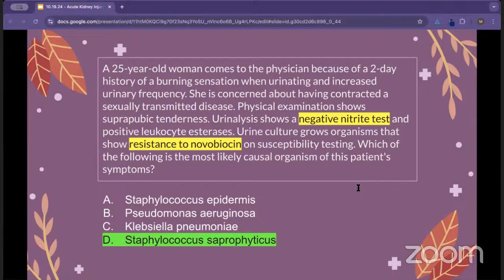So in case you didn't remember the details, you can also use test taking skills. That's kind of how I got this answer right. I didn't really remember which ones do or do not convert nitrate to nitrite. I just remembered which one is the most common out of this list, and that tends to be right most of the time. So again, this was the second most common cause of UTIs in young sexually active women, and so that is kind of how I came to this conclusion.